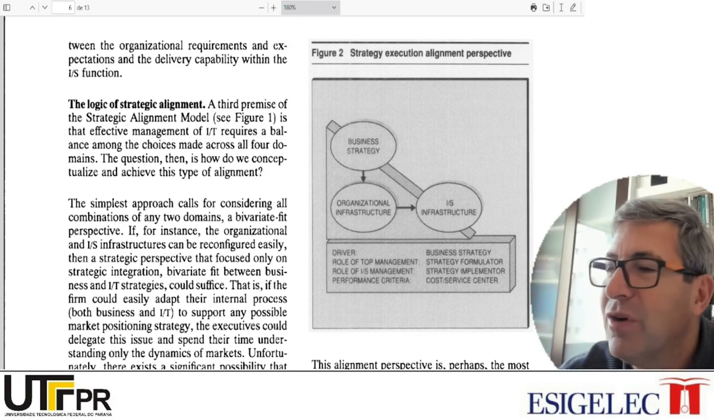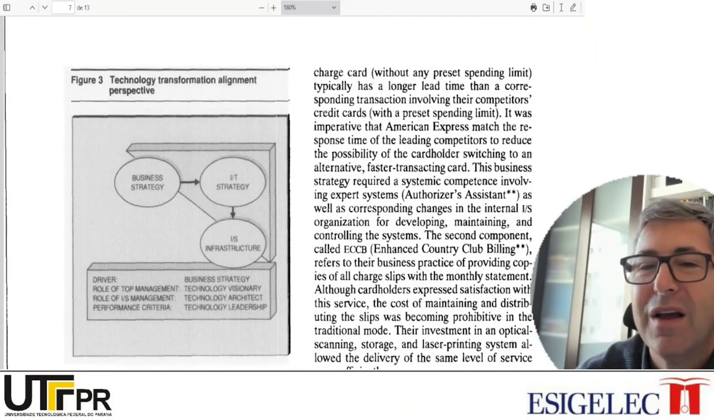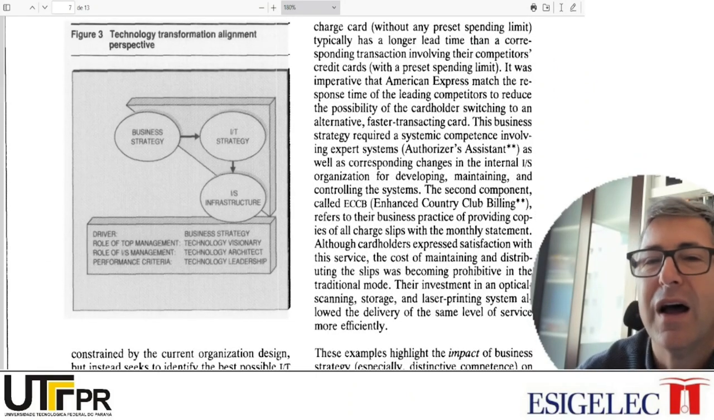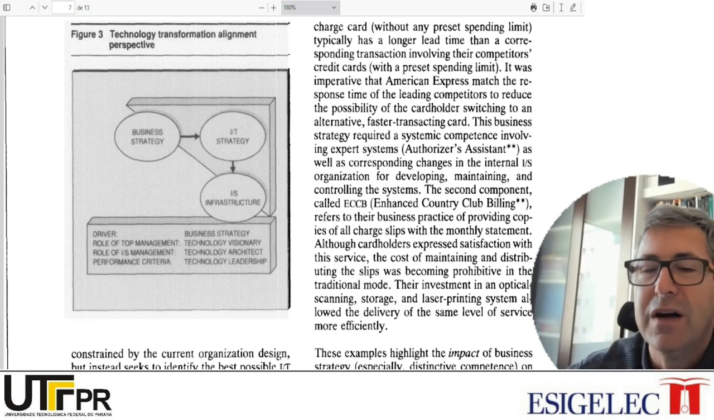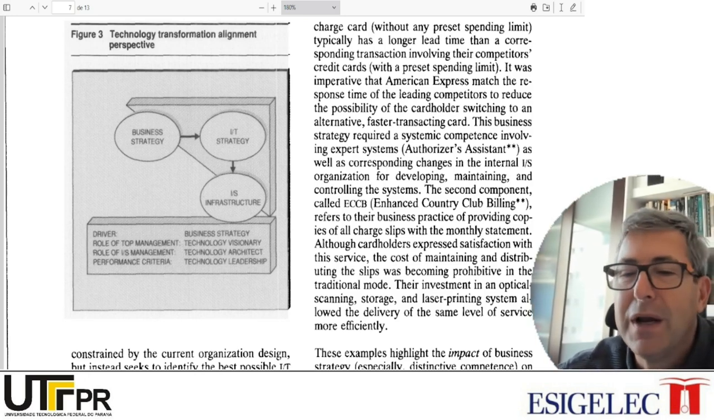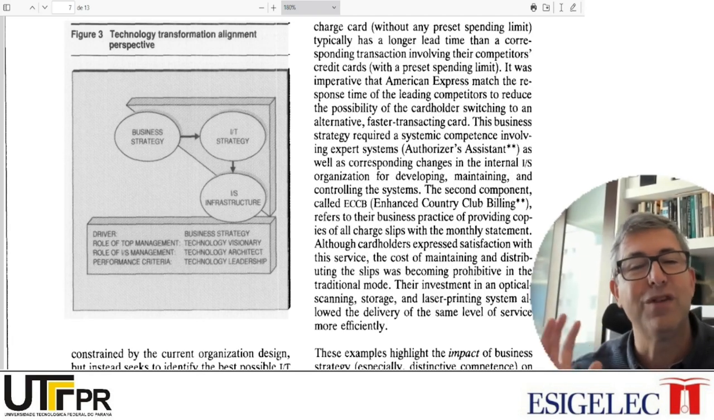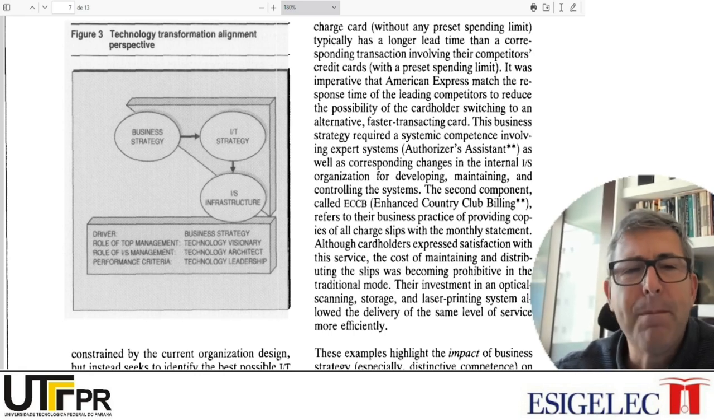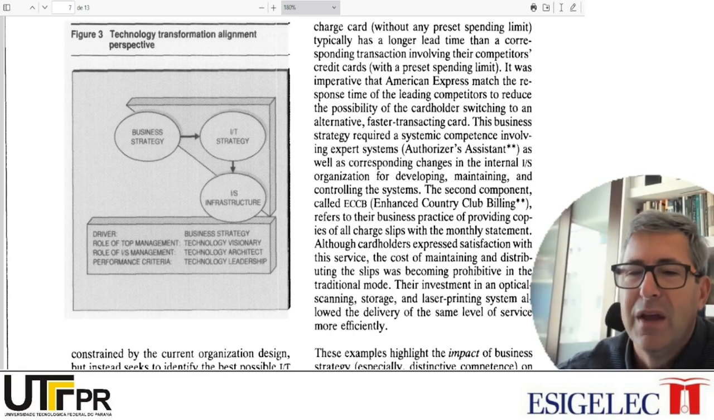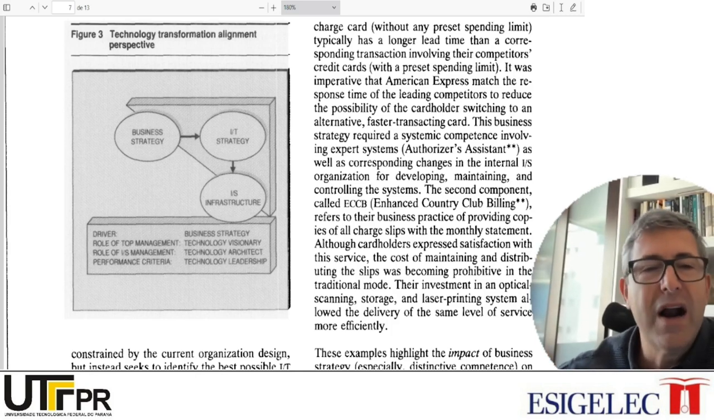But then, notice that sometimes we get to a situation where, in figure three, in this technology transformation alignment perspective, the role of IT management here is to become a technology architect. Notice it's already a different role, right? Is the same person able to be a technology implementer or a technology architect?